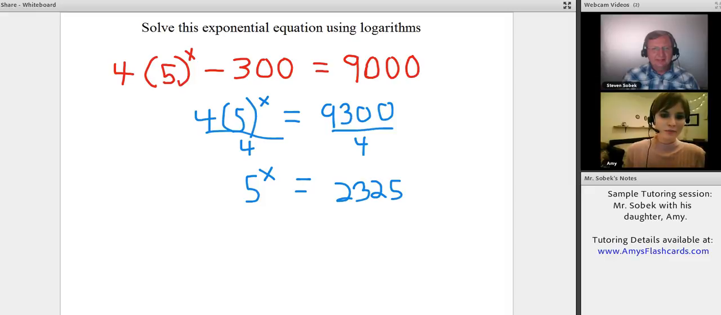Now, here comes the log part. So now I need to add log base 10 to both sides. I mean, multiply. Well, you're not adding or multiplying. You're taking the log of both sides. Am I doing anything? Okay. Yeah. I usually leave a bigger gap between the equal sign and the 2,325. But you could probably squeeze it in.